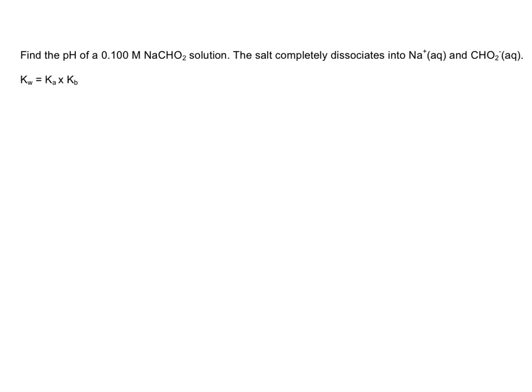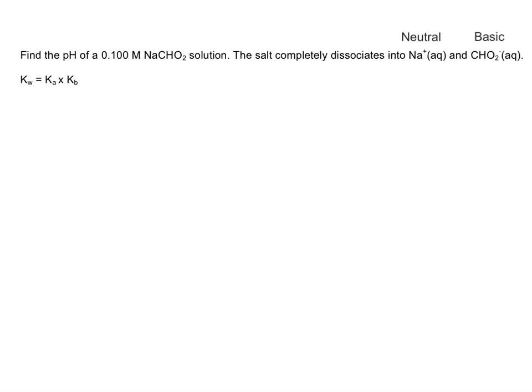So if we have a 0.100 molar solution of NaCHO2, what is the pH of that solution? You should be able to tell, hopefully at this point, that if it completely dissociates into Na+ and CHO2-, the Na+ is going to be neutral because that's the conjugate acid of a strong base. And CHO2-, which is the formate ion, is the conjugate base for formic acid, which is a weak acid. So this is going to be a slightly basic solution, but we actually have the tools at our disposal now to figure out what the pH of that solution is going to be.